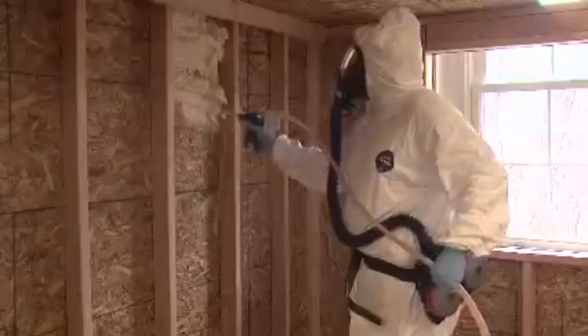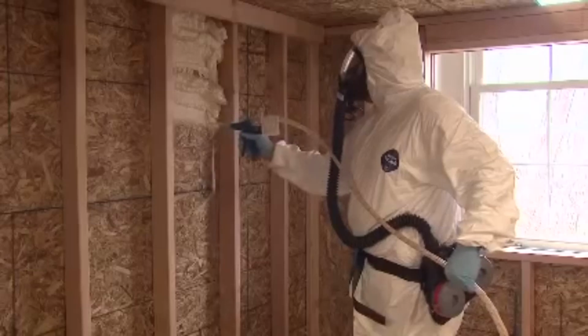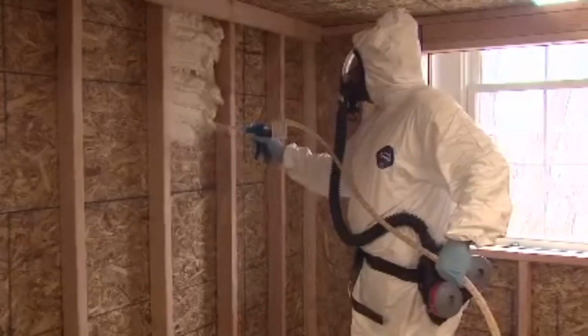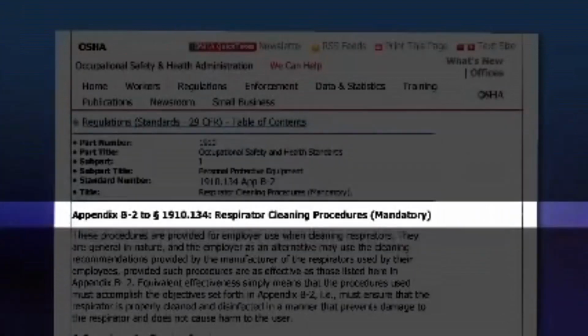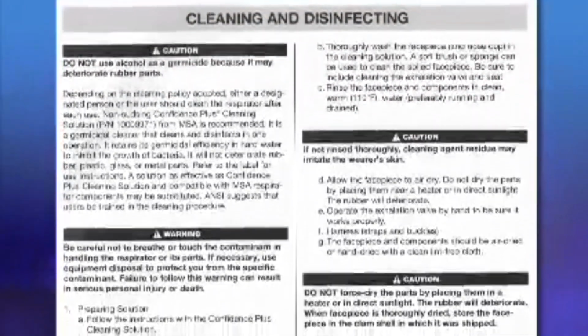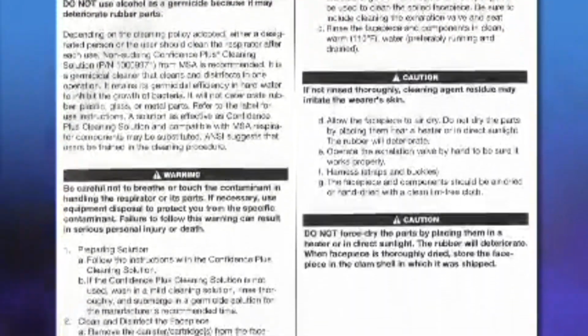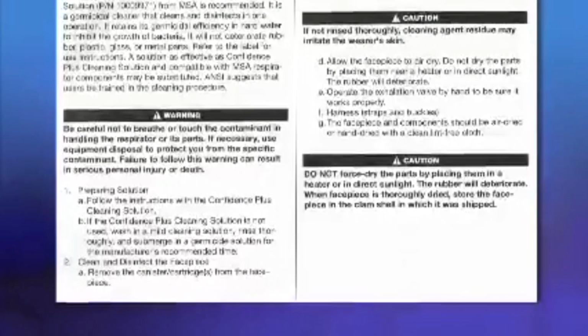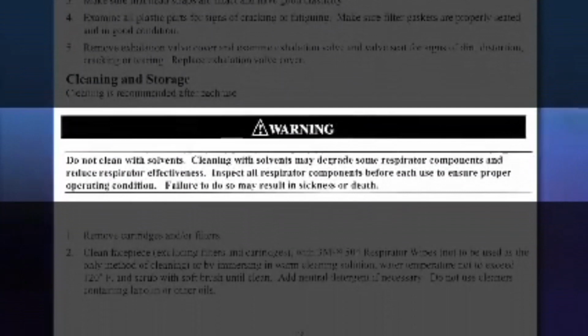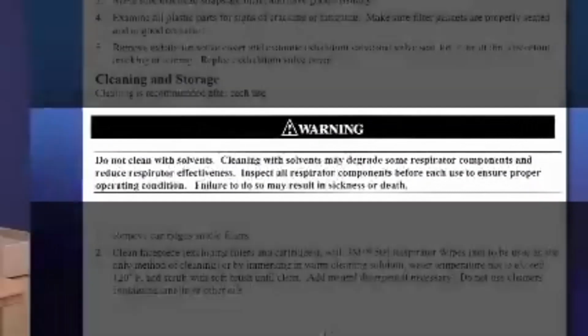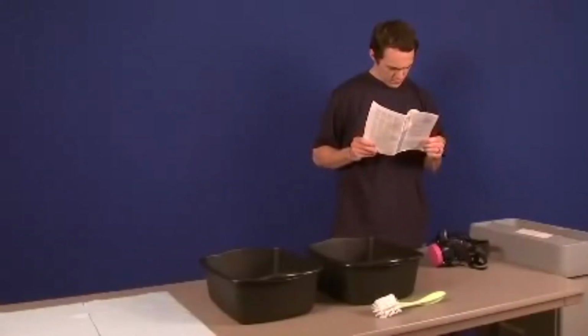Your employer must ensure that the respirator you use is clean, sanitary, and in good working order. Cleaning and disinfecting must be done using either the procedures in OSHA's Respiratory Protection Standard or the procedures recommended by the respirator manufacturer, provided they are at least as effective as OSHA's. The manufacturer's procedures should always be checked to see if certain cleaners or disinfectants might damage the respirator and should not be used. If this is the case, the manufacturer's instructions must be followed.